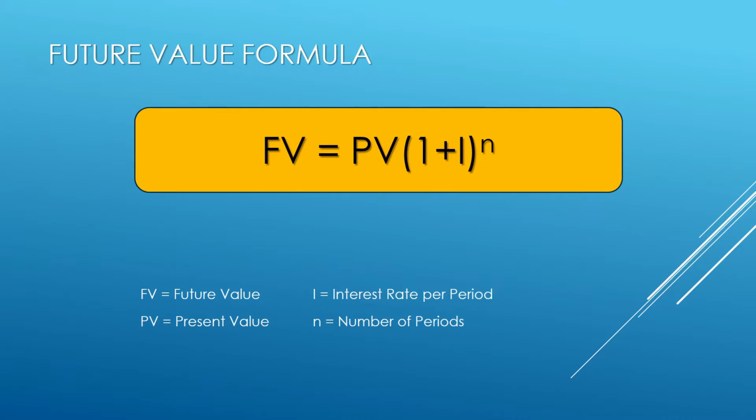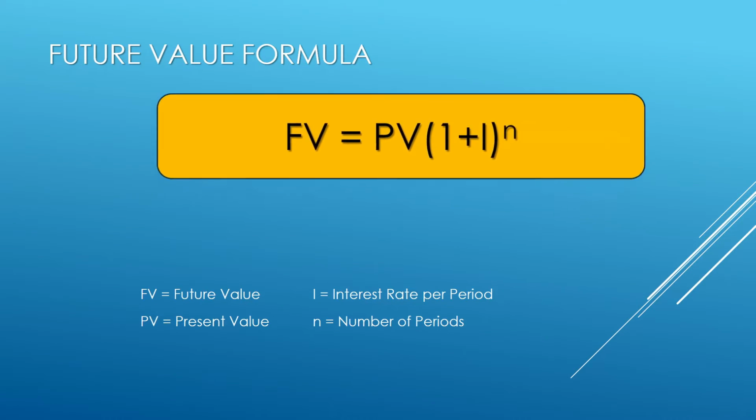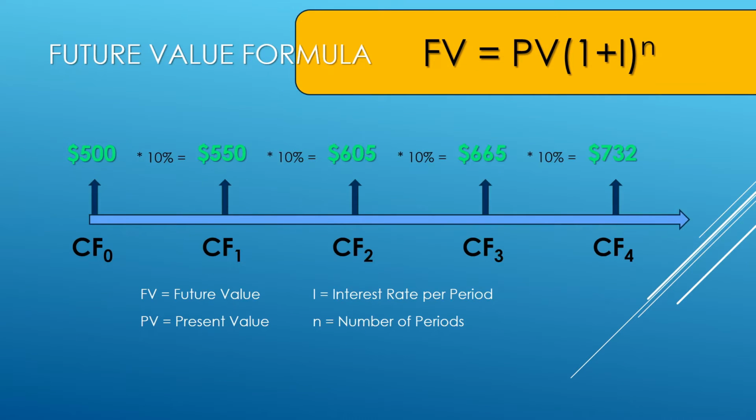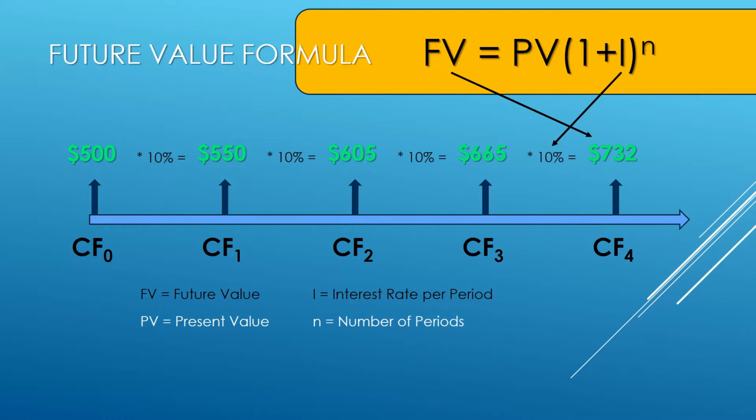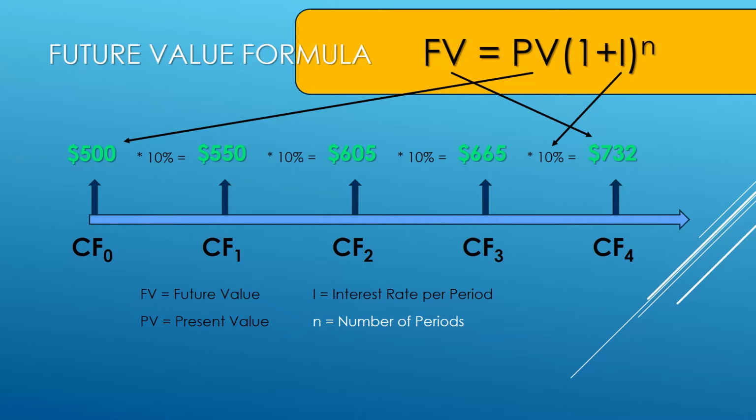So let's bring back our timeline now so I can show you where each of these numbers come from. The 732 is your future value, the amount of money you're going to have in the future. Your interest rate is the 10% that we multiply by each year. The starting 500 you invested is called your present value. And finally, N, in this case, is 4. This is the 4 years you chose to invest for.